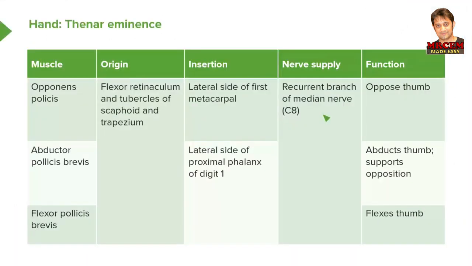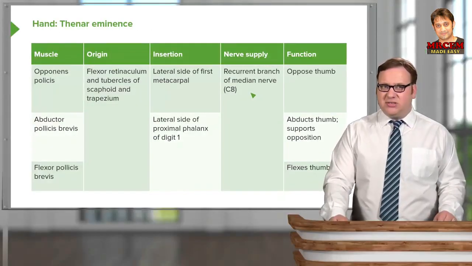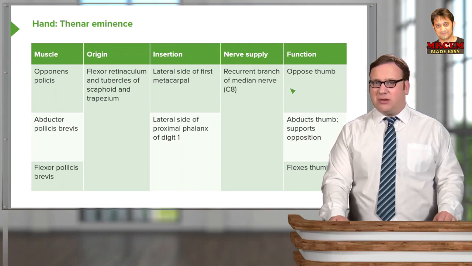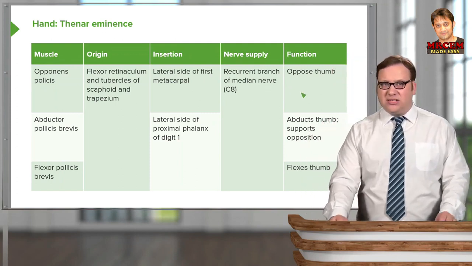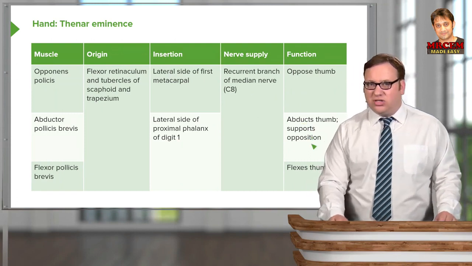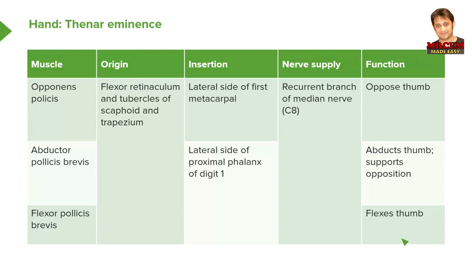All of these muscles, your thenar eminence, are supplied by a branch of the median nerve, and this is known as the recurrent branch of the median nerve. This nerve runs very superficial and can easily be damaged. But these three muscles are supplied by the recurrent branch of the median nerve. The function of these muscles really is as their name suggests. So Opponens pollicis helps to oppose the thumb. Abductor pollicis brevis abducts the thumb and also supports opposition. And Flexor pollicis brevis helps to flex the thumb. You should make sure you're happy with the movements of the thumb.